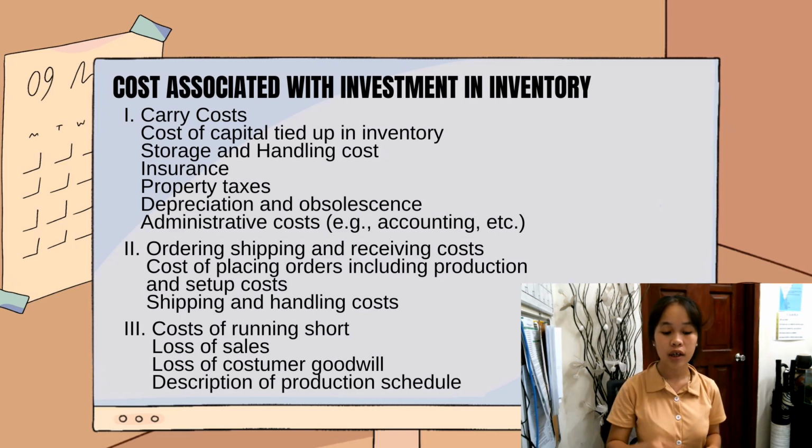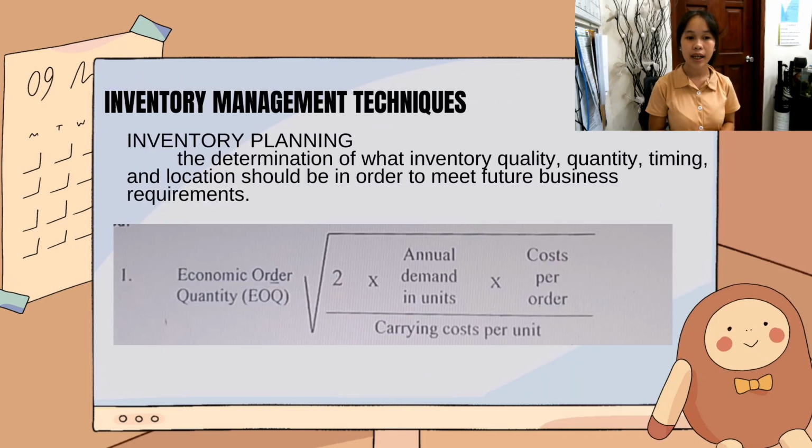Carrying cost consists of the cost of capital tied up in inventory, storage and handling costs, insurance, property taxes, depreciation and obsolescence, and administrative costs or accounting, etc. And second is ordering, shipping, and receiving costs: cost of placing orders, including production and setup costs, and shipping and handling costs. And lastly is cost of running short: loss of sales, loss of consumer goodwill, and disruption of production schedules.